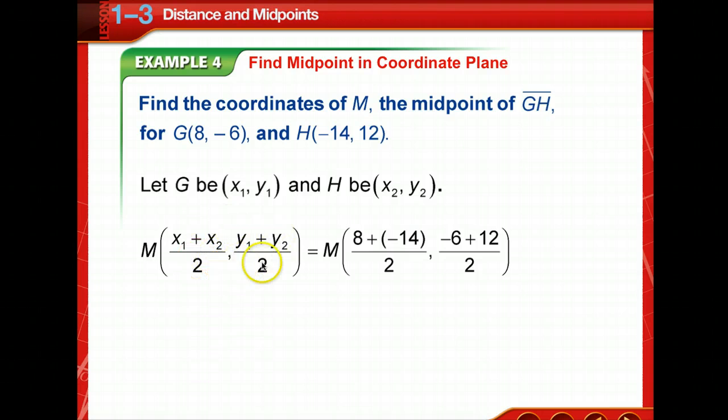into this midpoint formula. So we get 8 plus the negative 14 divided by 2 for our x value, and negative 6 plus 12 divided by 2 for our y value. Now I want you to pause for just a moment and study these so that you make sure you're understanding where we're getting those numbers. Then you can restart the video as we continue.